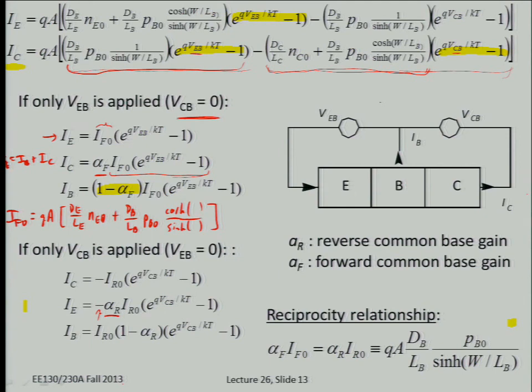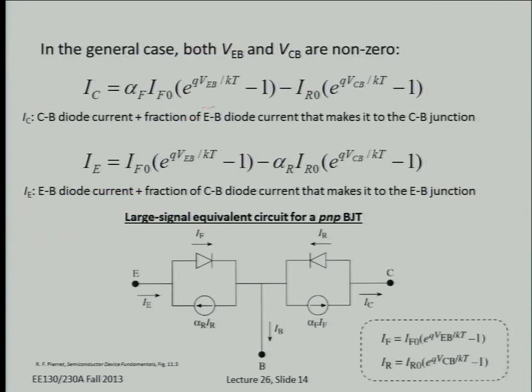So the Ebers-Moll model basically adds these two cases together. We came up with equations separately for IC, IE, IB if one junction is zero biased. But in reality, in general, either junction can be forward biased or reverse biased. So in the general case, you have to keep both terms.